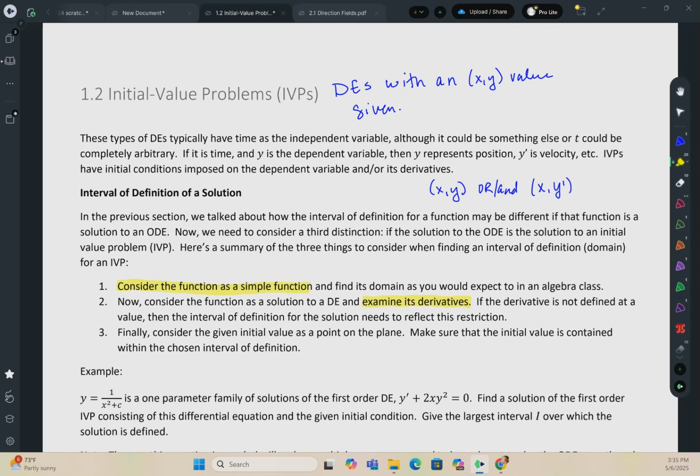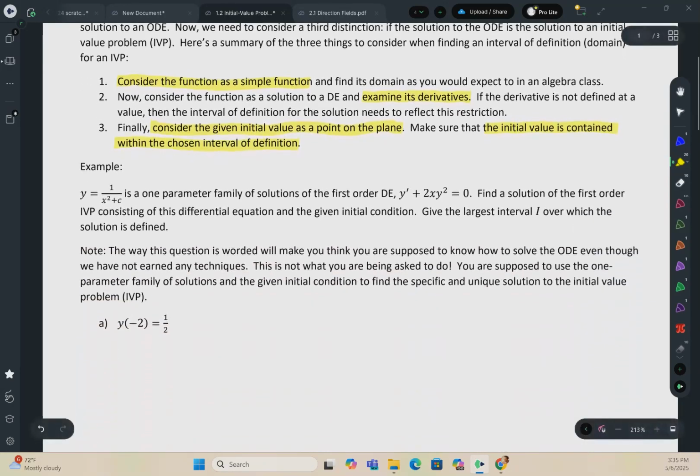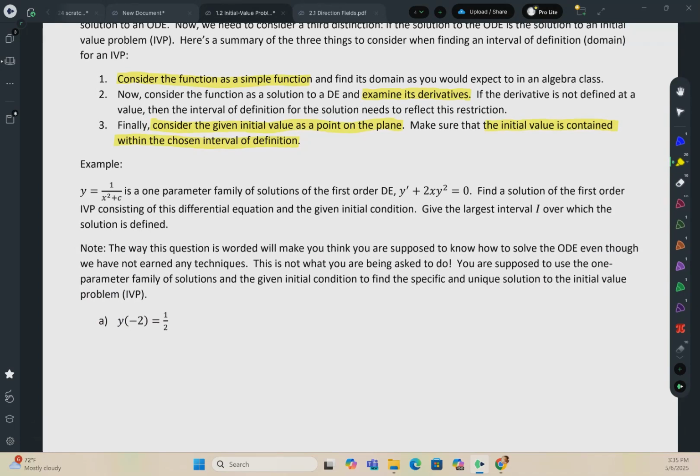But if we're given an initial value problem, then we have to consider the given initial value as a point on the plane, and we have to make sure that the initial value is contained in the chosen interval of definition. So the initial value has to be contained within the chosen interval of definition. And we're going to get right to working on some examples that go over that to help that stick for you.